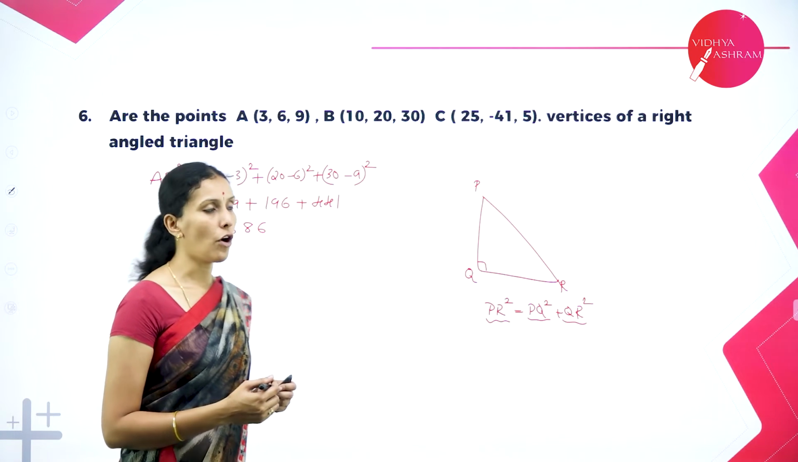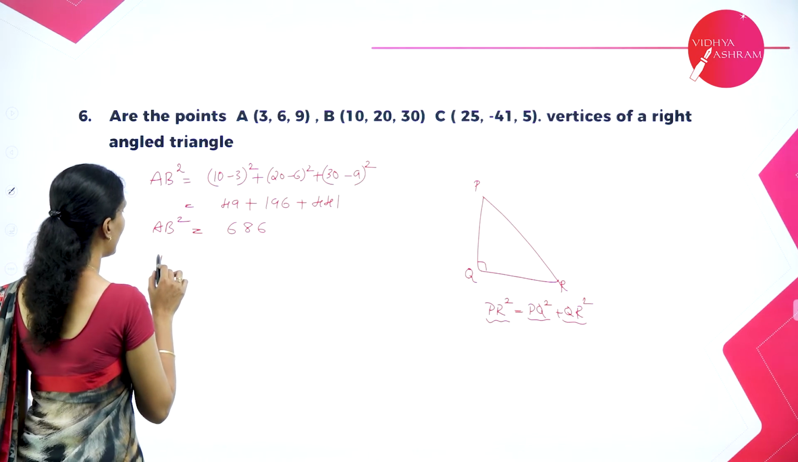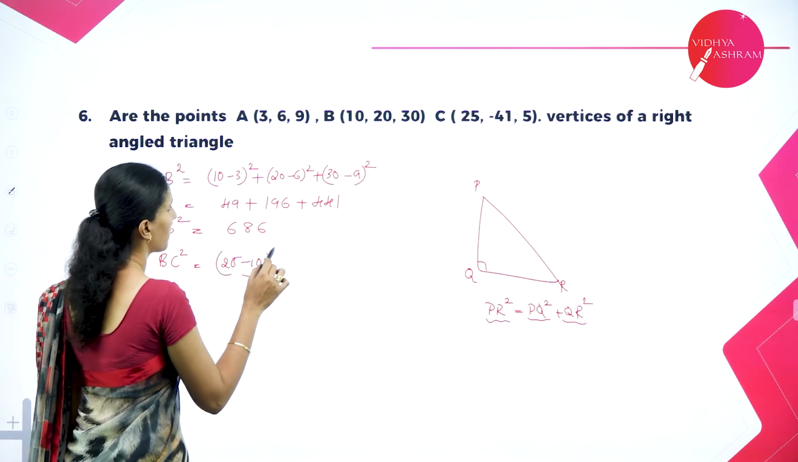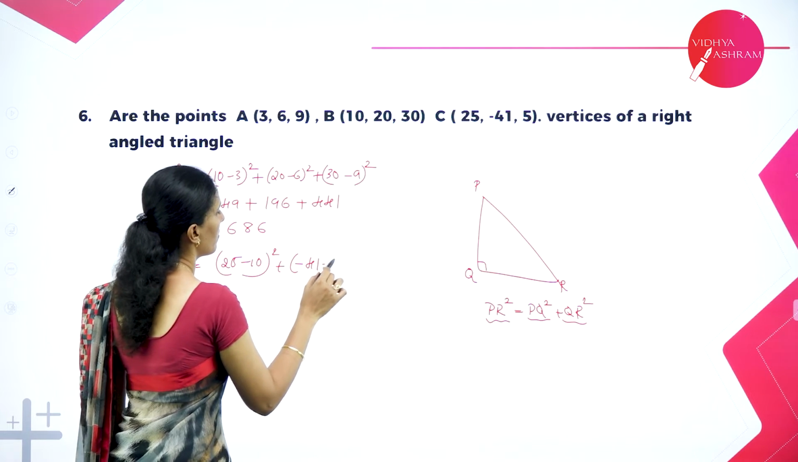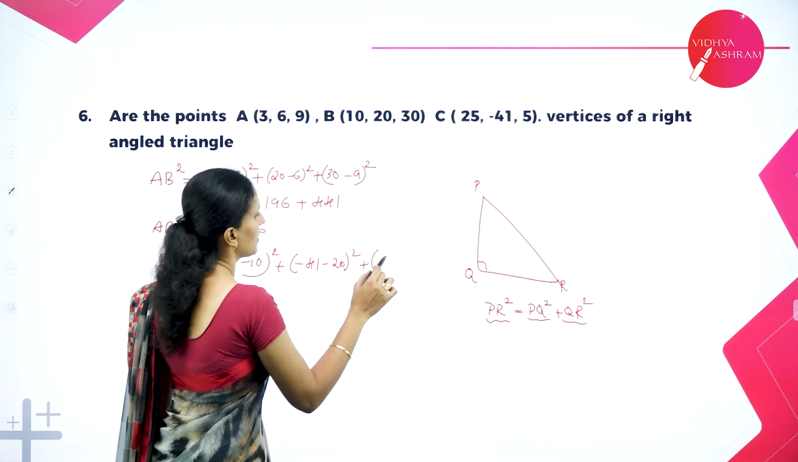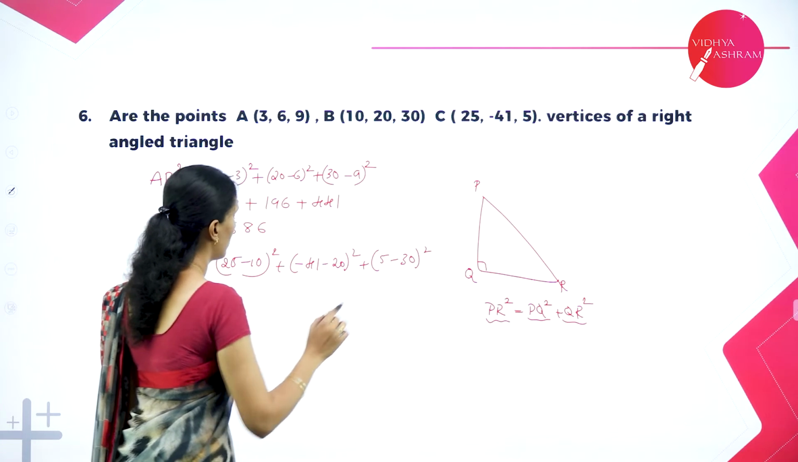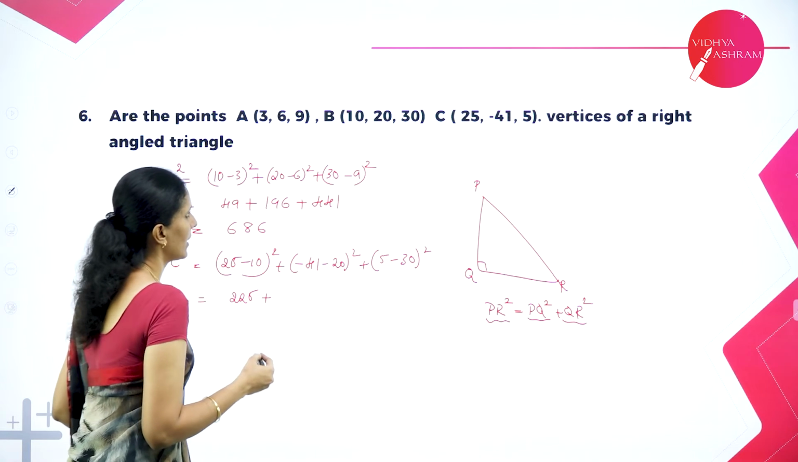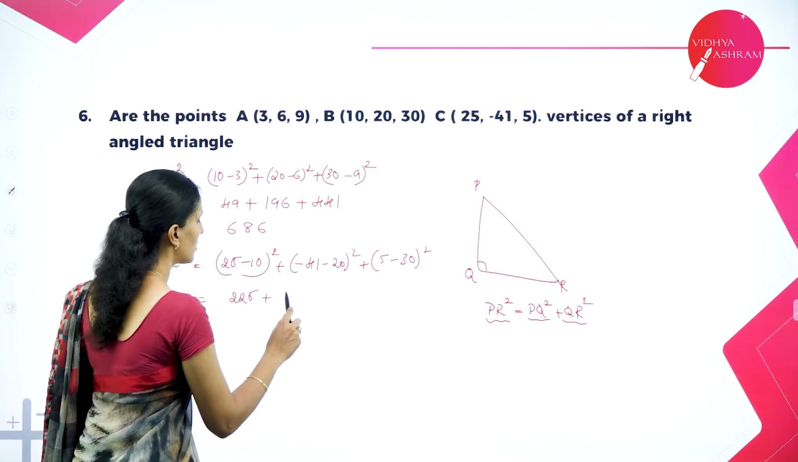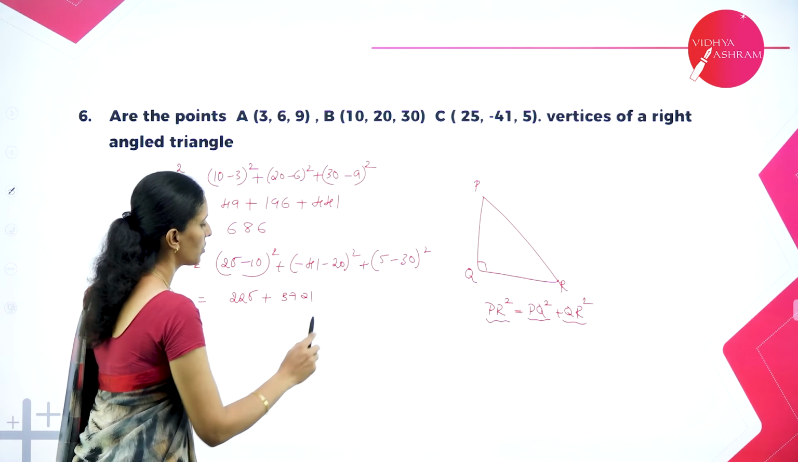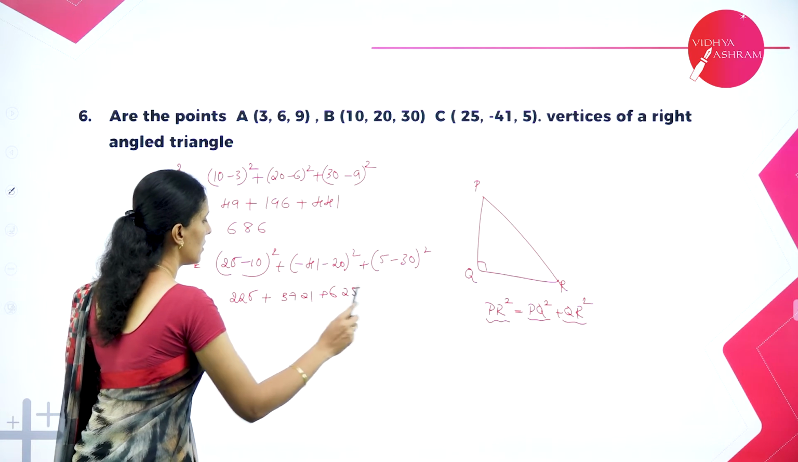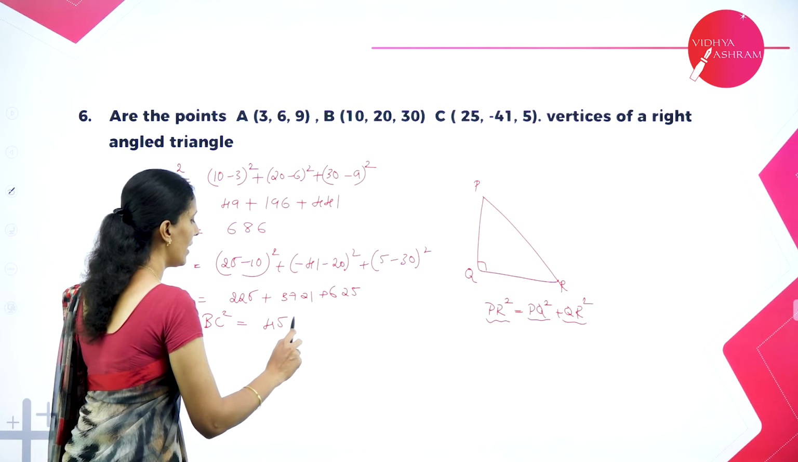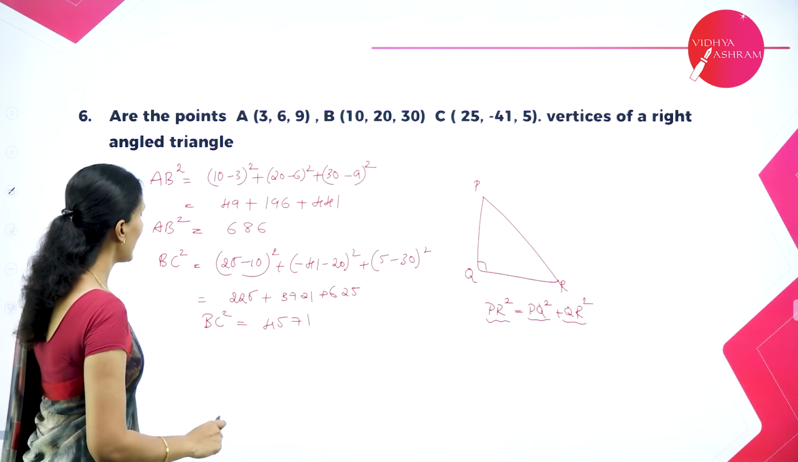Now let's see the result for BC. So BC square I'll take. BC square is 25 minus 10 whole square plus minus 41 minus 20 whole square plus 5 minus 30 whole square. So which is 15 square is 225, plus 61 square which is 3721, and 25 square which is 625. So when you add this, you will get BC square is equal to 4571.